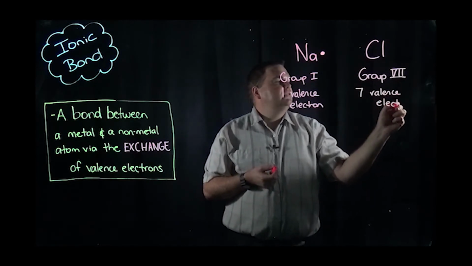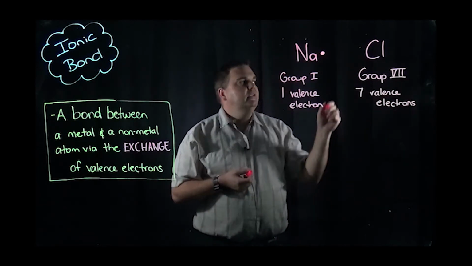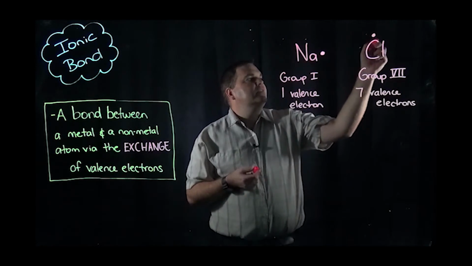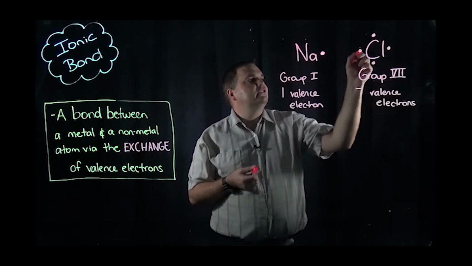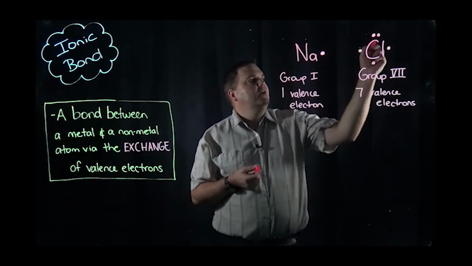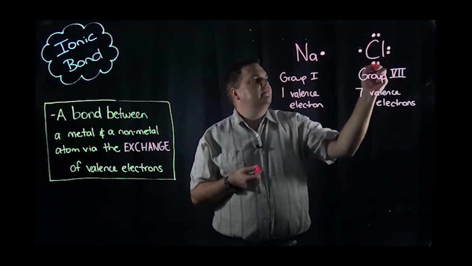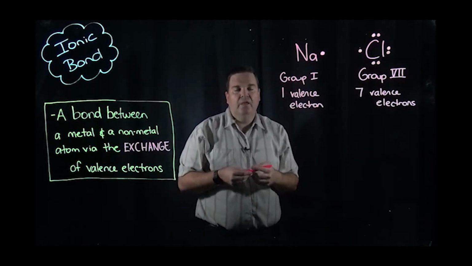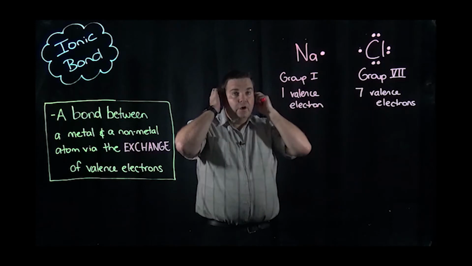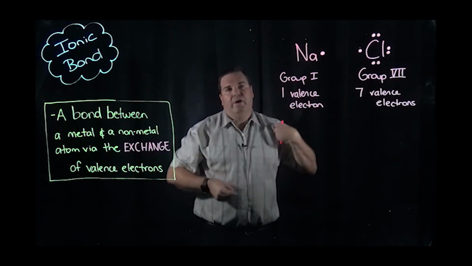Now, if these two atoms are going to join, got 7 electrons here. When we're doing dots for them, we put them at 90-degree angles for each other firstly, and then you start pairing up. So here's our chlorine with 7 valence electrons. Here's our sodium with 1 valence electron. Now, if they're going to bond, both of them want to get what's called a full outer shell.